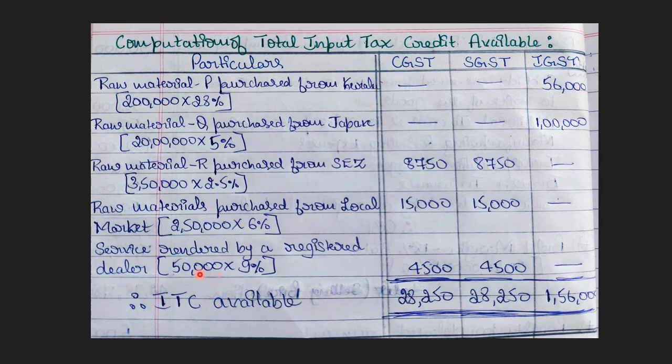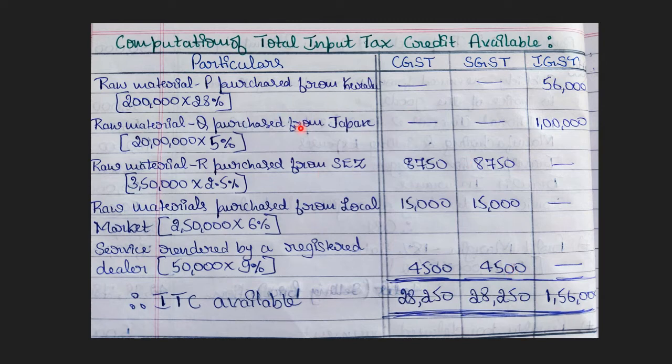So the value of the service is 50,000. The GST rate on the service is 18%. Since the place of supply of the registered dealer is not given, we have to take it as CGST and SGST. I mean an intra-state transaction, a within-state transaction. So therefore 9% each. So 4,500 and 4,500 will be the input tax credit that she is getting on the service received from a registered dealer.